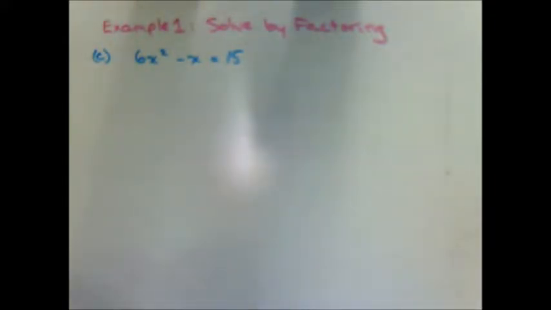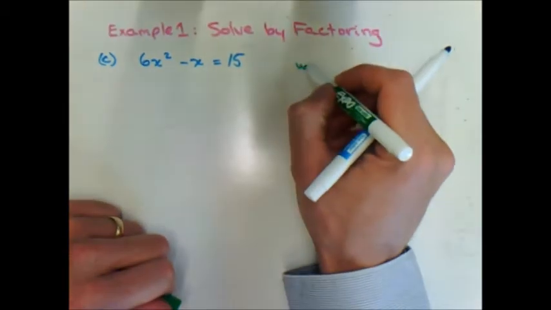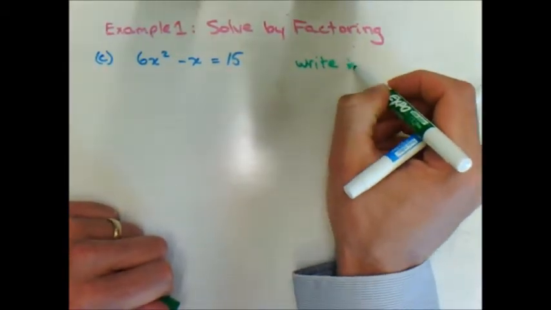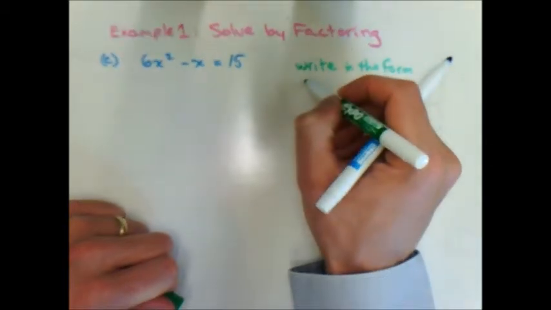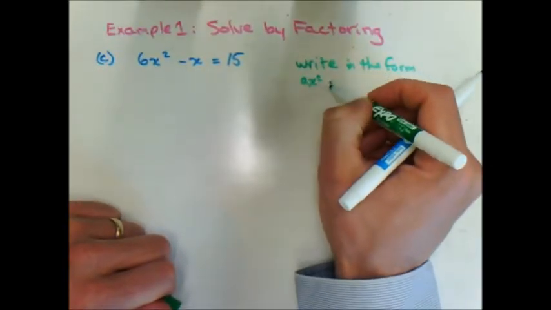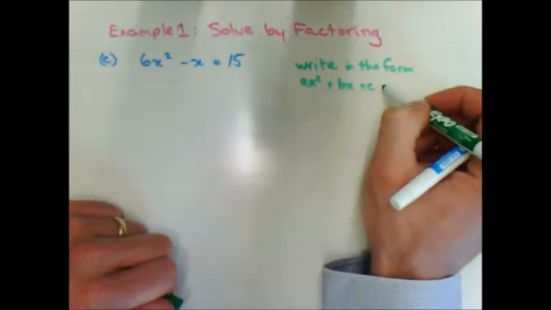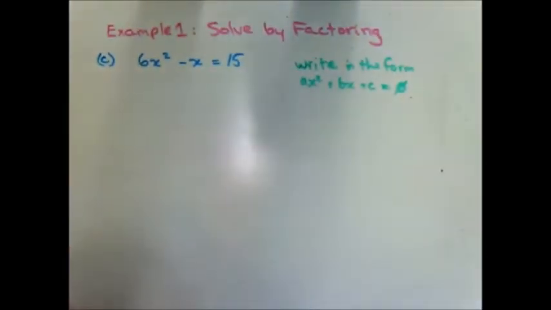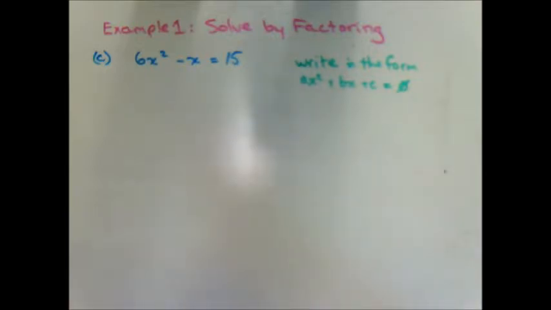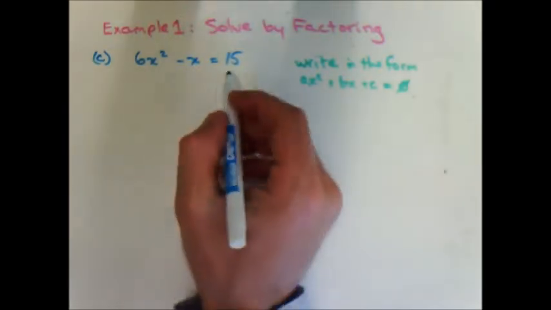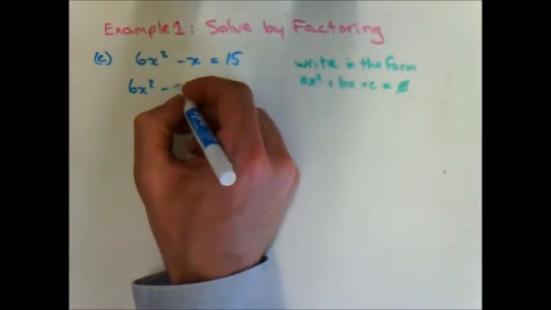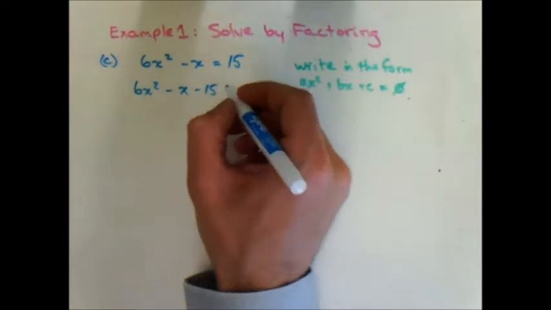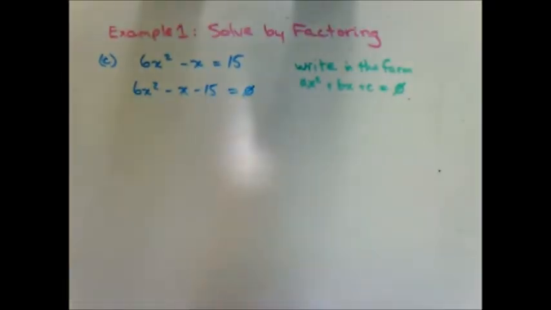It doesn't equal 0. So our first step is to write it in the form ax squared plus bx plus c equals 0. We've got to get it in that form. So how do we get it in that form? We're just going to subtract 15 from both sides. So now we have 6x squared minus x minus 15 equals 0.